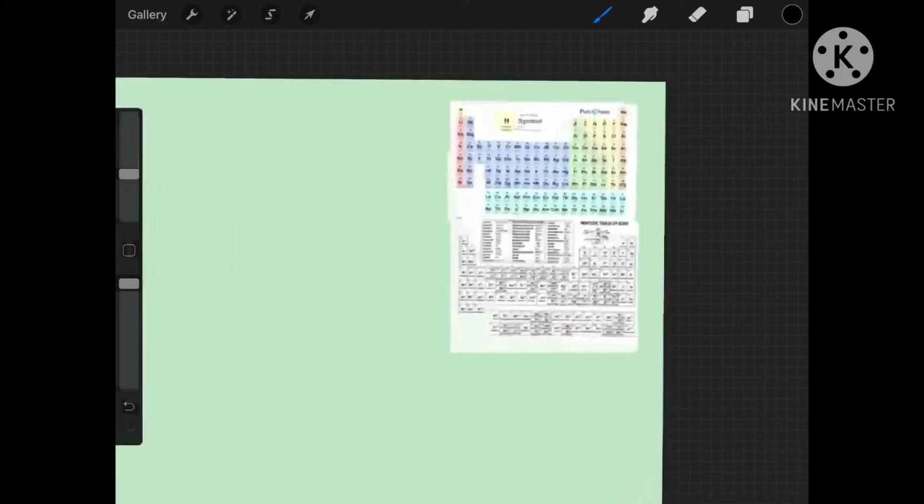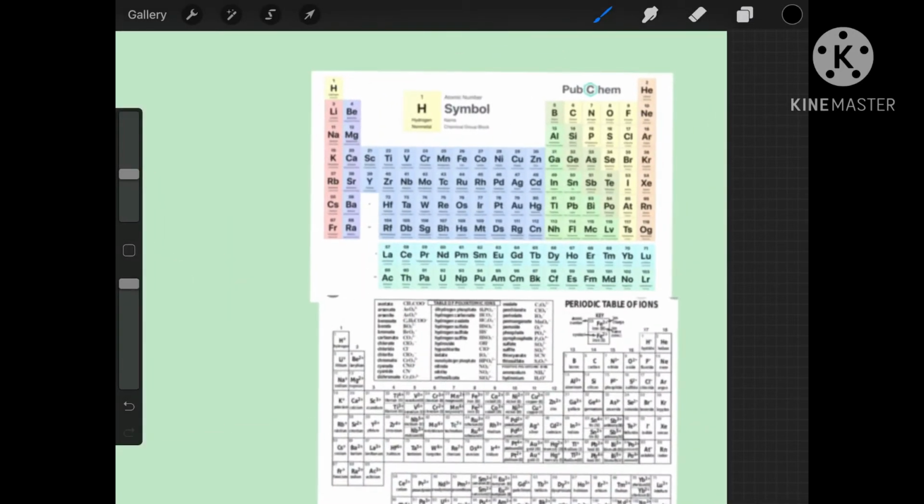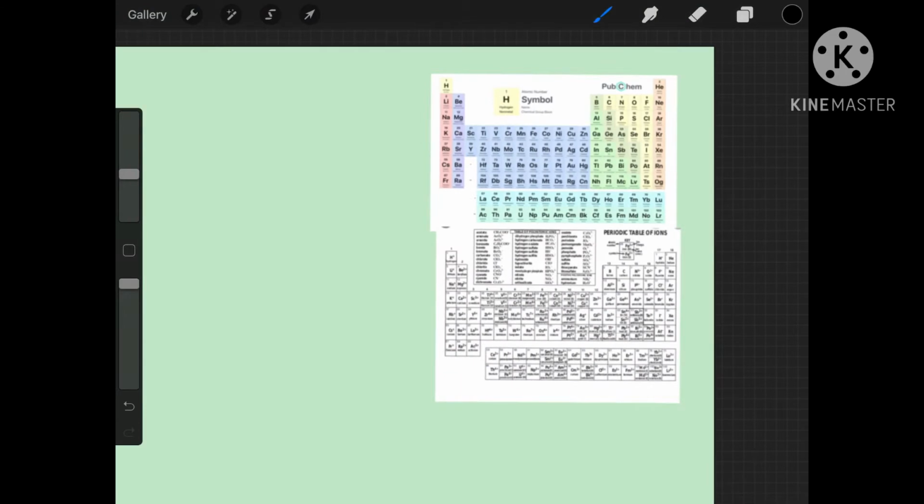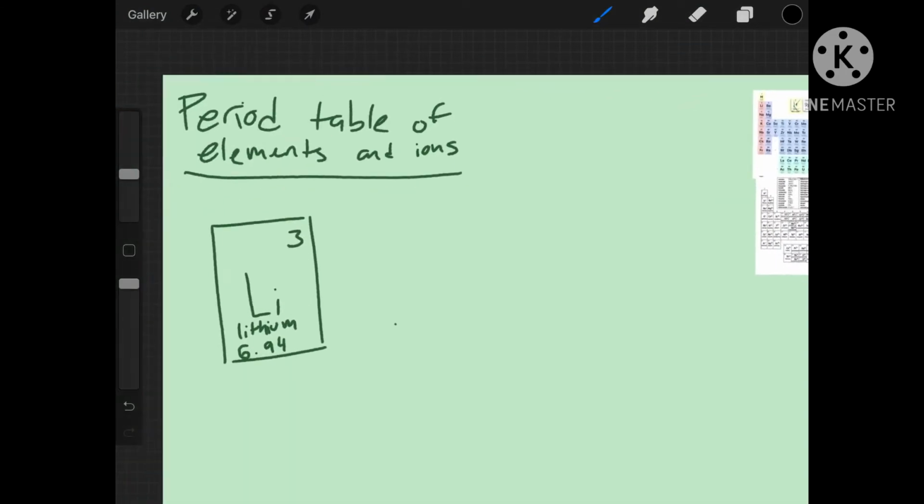They're really tiny on here, but you can kind of see the ones with all the colors are the periodic table of elements, and the ones that are black and white are the periodic table of ions. So you'll need both. So let's understand what this is.